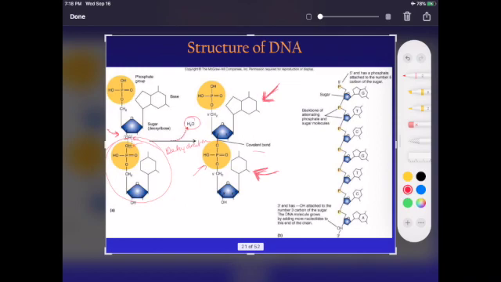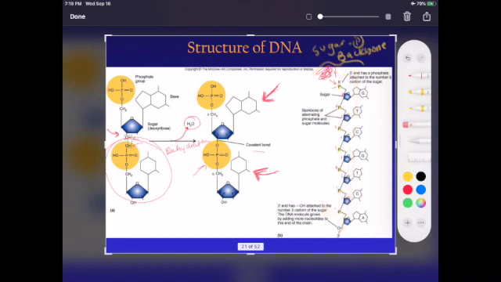So what you get, over here on the right, is a phosphate group, a sugar, a phosphate, a sugar, a phosphate, a sugar, on and on and on. So we actually call this thing a sugar phosphate backbone. Right there. This is the sugar phosphate backbone, this part here.